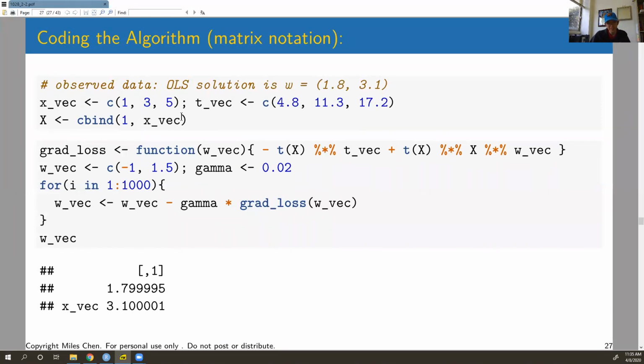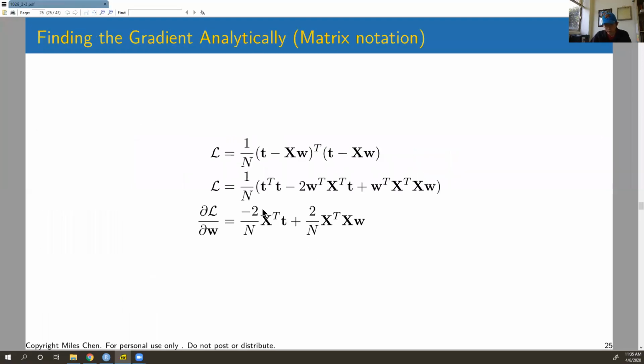That's the true solution here, okay? But we're going to try to arrive at this using gradient descent, okay? And so this is the entire algorithm here. I have a function to calculate the gradient, and the input is the w vector. So the w vector is a vector of length 2, and remember the gradient when we found it is negative 2 over n x transpose t plus 2 over n x transpose xw, okay?